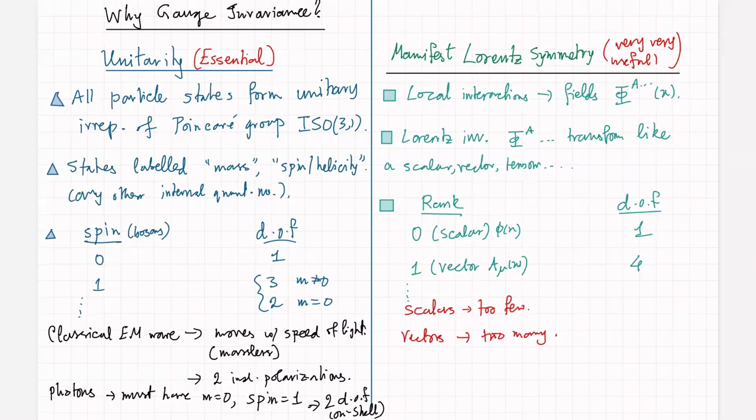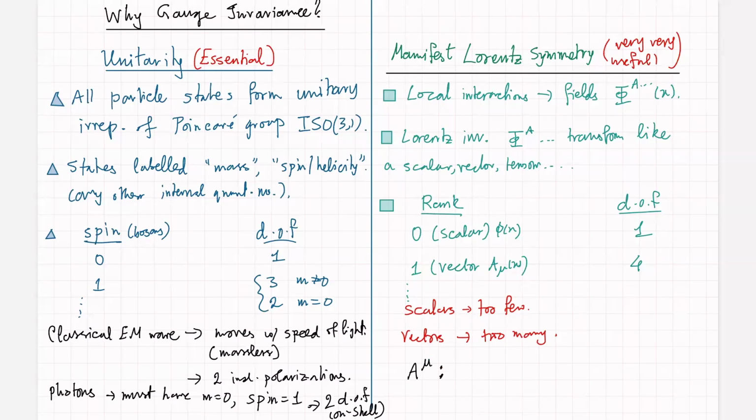Therefore, there is no way you can have a manifestly Lorentz invariant description with precisely the degrees of freedom that you need. So if you want to keep manifest Lorentz symmetry, which is always a good idea when you want to do a computation, then you have to work with something which has more degrees of freedom than you need. Which is why we chose the vectors, we chose the potential.